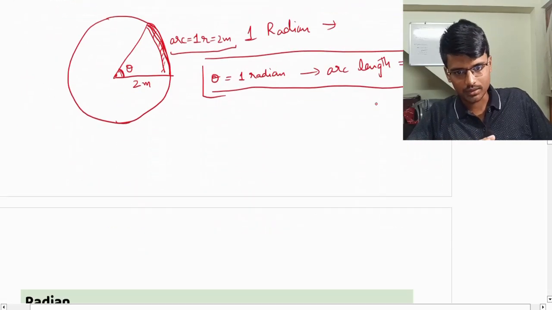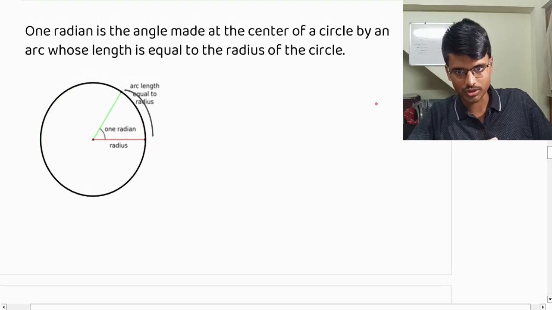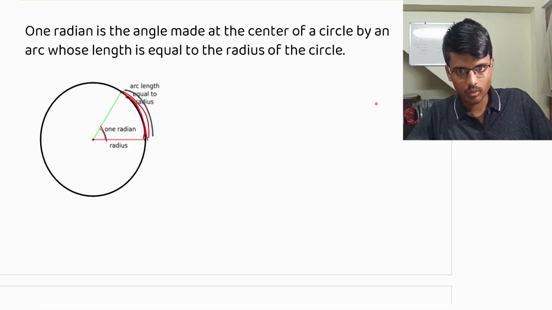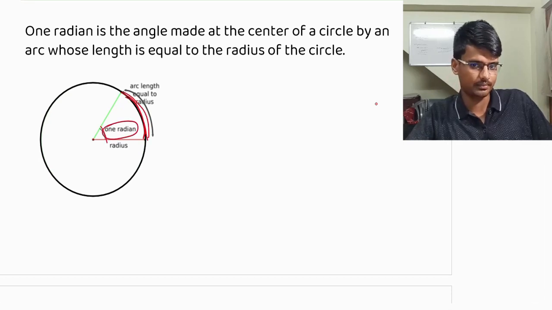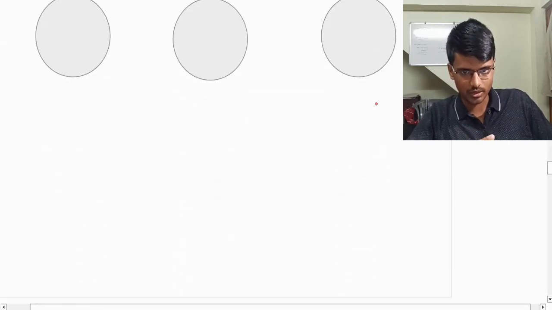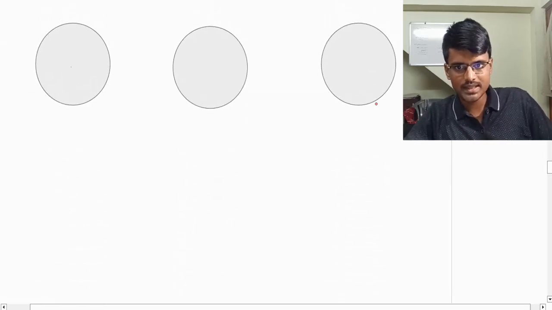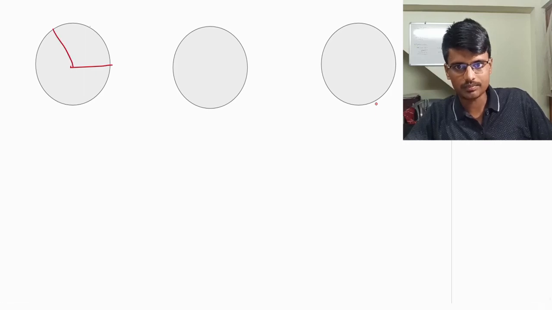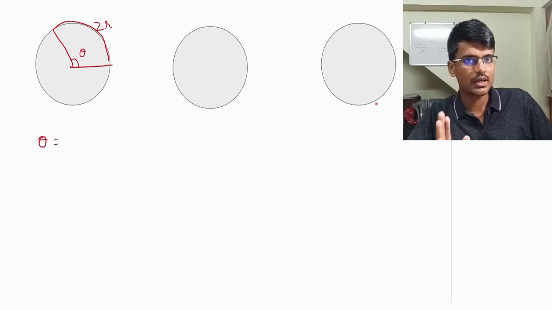Let us just recapitulate. See, again the same thing here. This arc length is equal to radius, and whatever angle we get is called 1 radian. So let's try to understand this deeper. See, I have got an arc, say 2r. The length of this arc is 2r. So what will be my angle? It will be equal to 2 radians.